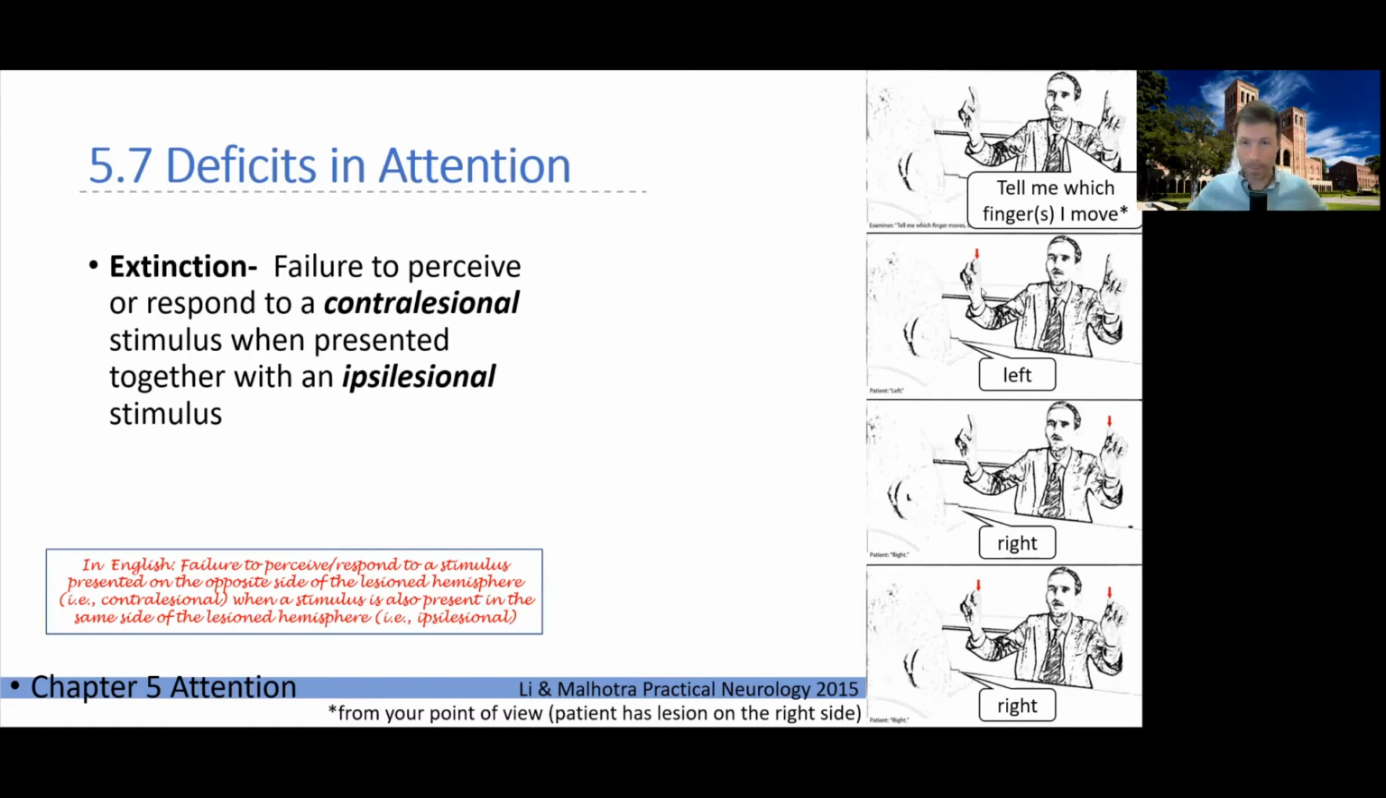It always wins. Now, an important aspect of extinction is that it can happen in both hemispheres. It can result from damage both to the right hemisphere or to the left hemisphere. So you can have extinction either in the left visual field, if the damage is on the right, or in the right visual field, if the damage is on the left.